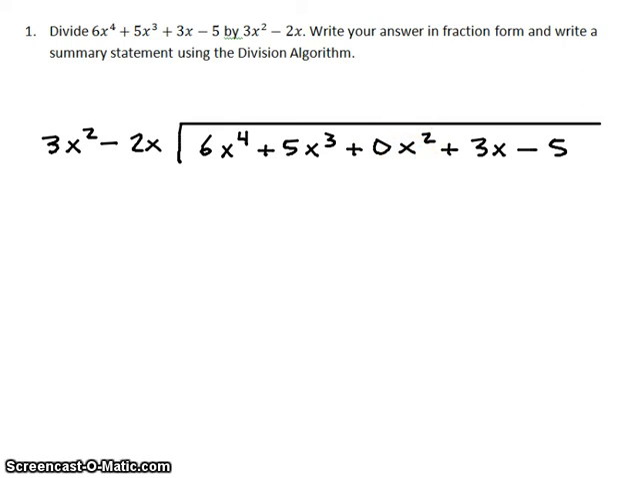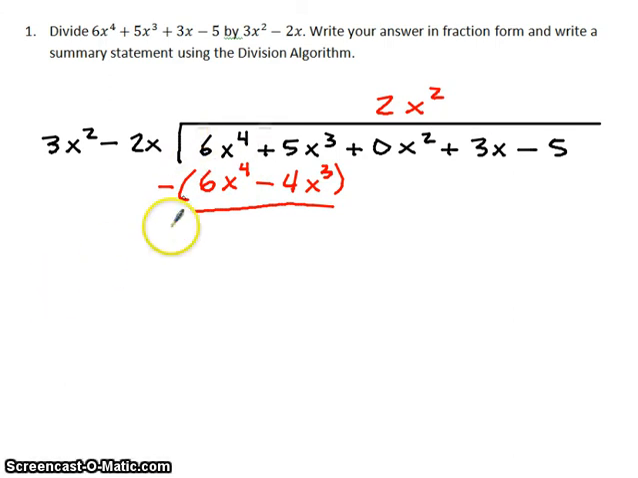And first thing we're going to ask ourselves is what times 3x squared is going to give us a 6x to the fourth power? And 2x squared times 3x squared will give us a 6x to the fourth power. So let's go ahead over here and go 2x squared in the quotient spot. And 2x squared times 3x squared, we got a 6x to the fourth. And then 2x squared times a minus 2x, we got a minus 4x to the third power. And we have to subtract, so the 6x to the fourth minus 6x to the fourth crosses off.